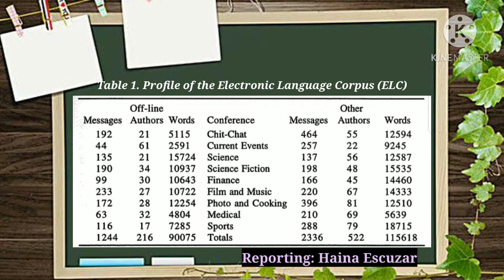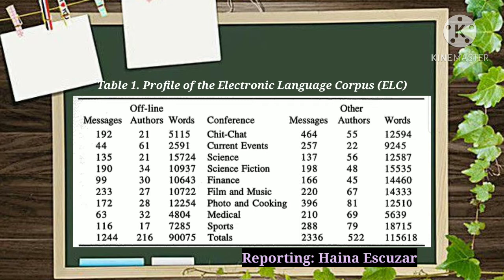As we can see in the table, there is a classification of offline and the other, and in between them are the conferences. In the offline, it consists of the messages, the authors, and the words. While on the right side, we can see the messages, authors, and at the same time words. To apply Biber's analysis to the electronic language corpus, it was first necessary to tag the corpus, to assign a part of speech label to each word in the corpus.